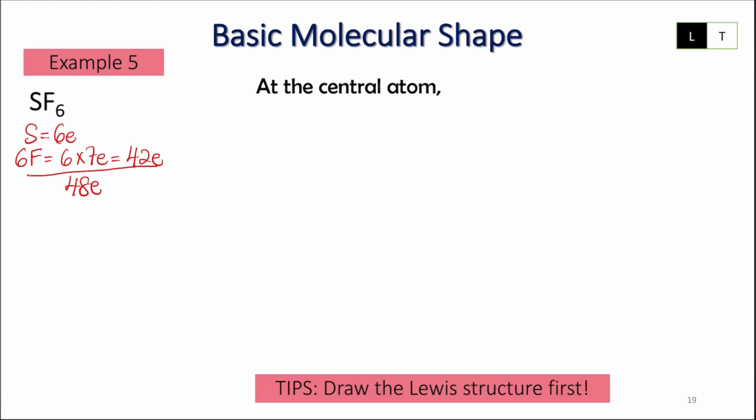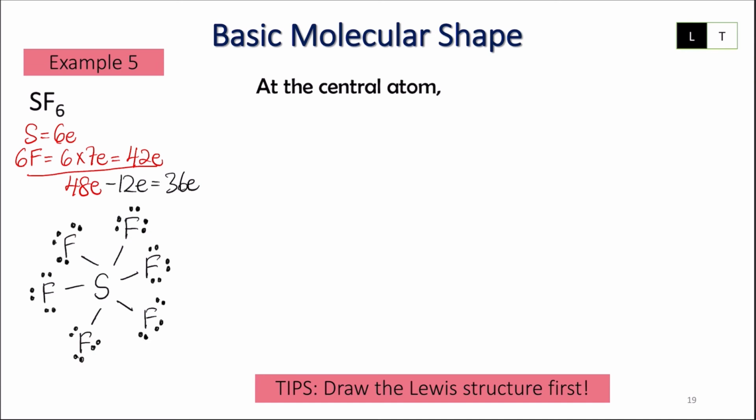Next, let's do the Lewis structure with sulfur as the central atom. I have 6 of it, 1, 2, 3, 4, 5, 6, bonded to fluorine, 6 of them. Each bonding pair holds 2 electrons, so that means you have used up 12 electrons. 48 minus 12, you have 36 electrons. These 36 electrons you put around fluorine, with each fluorine having 3 lone pairs, just like this structure. So this is the Lewis structure for SF6.